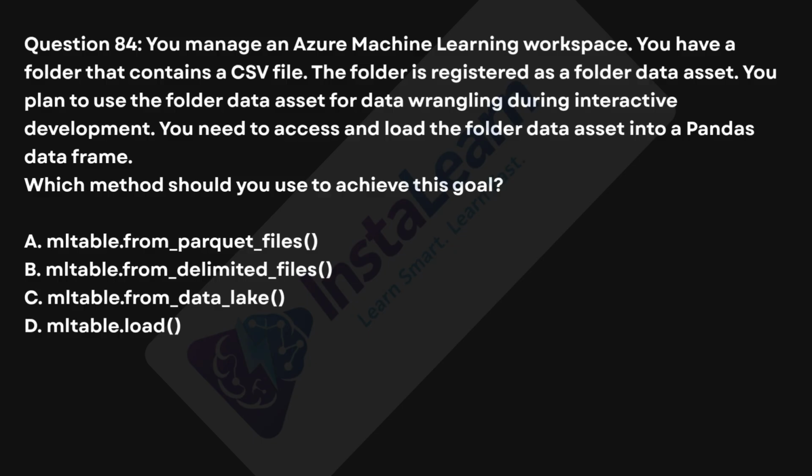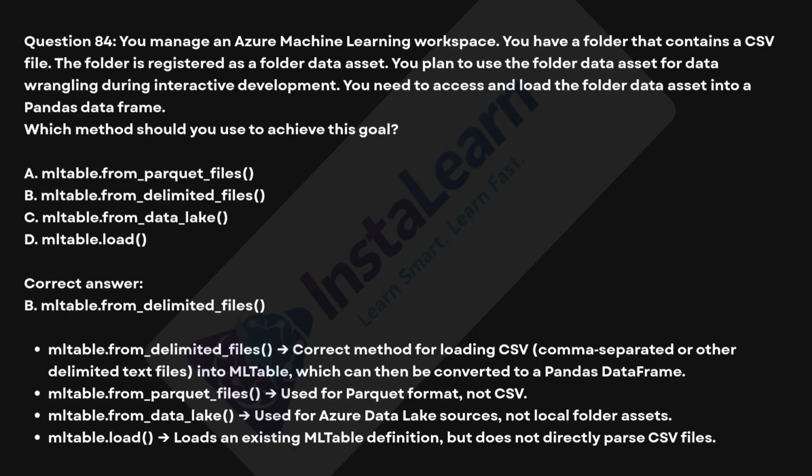Question 84. You manage an Azure Machine Learning workspace. You have a folder that contains a CSV file. The folder is registered as a folder data asset. You plan to use the folder data asset for data wrangling during interactive development. You need to access and load the folder data asset into a pandas data frame. Which method should you use to achieve this goal? A. MLTable.from_parquet_files. B. MLTable.from_delimited_files. C. MLTable.from_data_lake. D. MLTable.load. Correct answer is B.